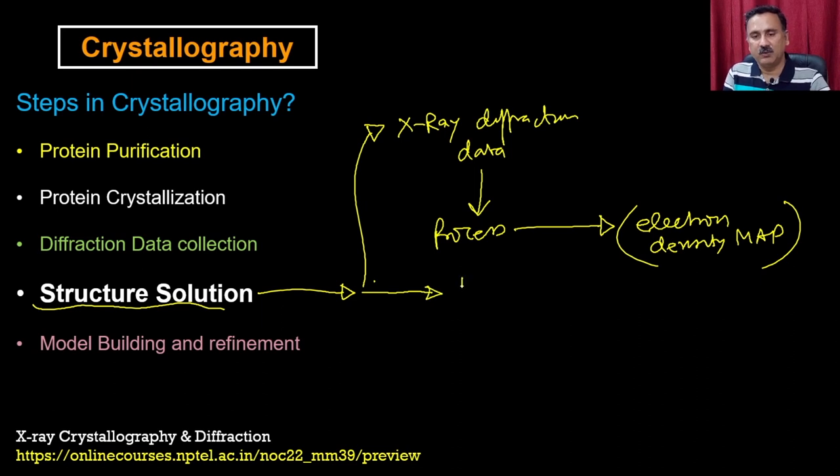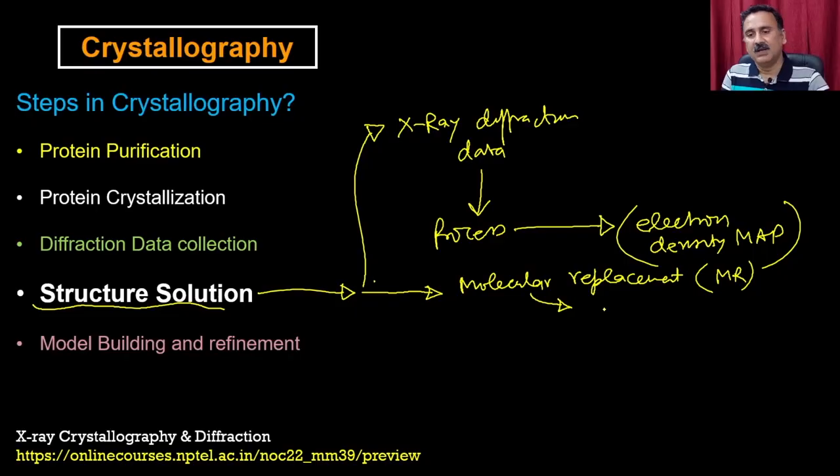You can use molecular replacement, or MR. This approach is only for proteins. If you are solving a protein which is homologous to an existing protein in the protein structure database, then this is for homologous proteins. I am not going to deal in detail with any of these methods because they are themselves very big.